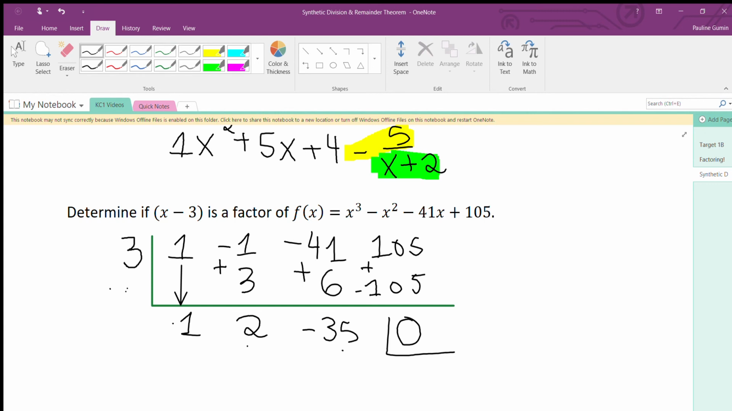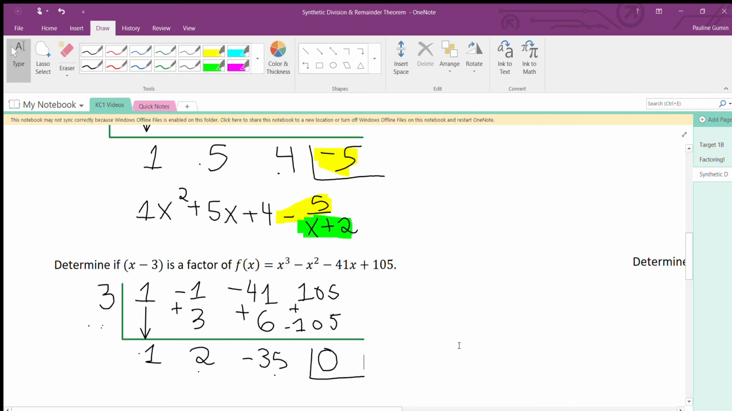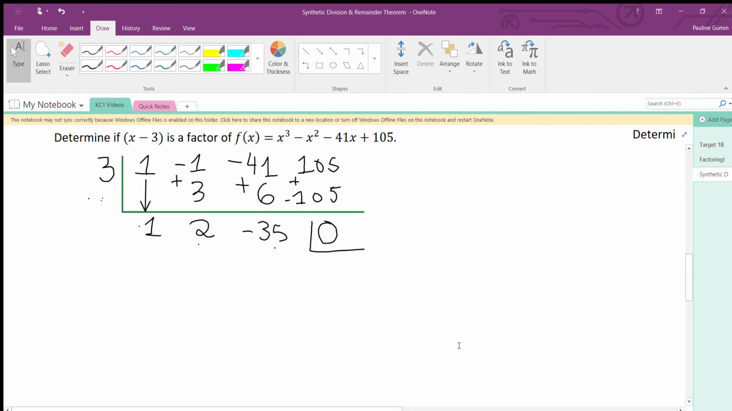Okay, well, what does that tell us? Well, that tells us that if we take the polynomial x cubed minus and divide it by x minus 3, we get a remainder of 0. And you know what? That's the exact definition of what a factor is. A factor is something that divides something else perfectly. No remainders.